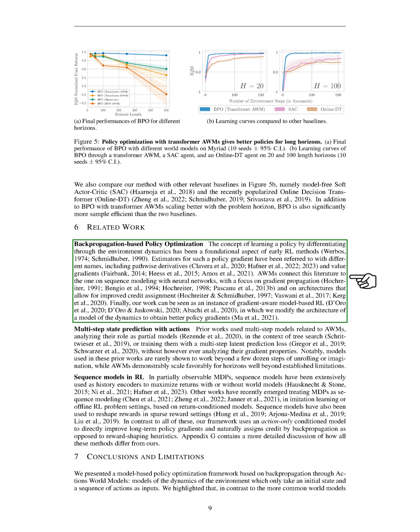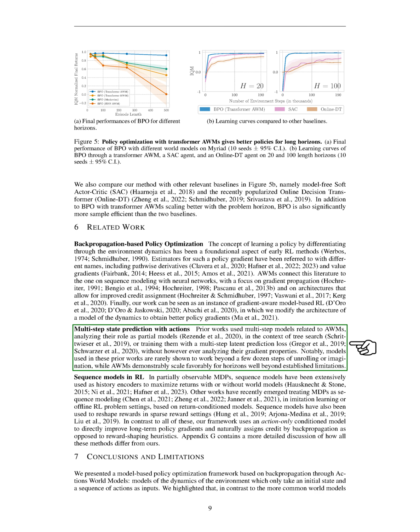In the related work section, we touch upon the foundational role of learning policies through differentiation of environment dynamics in early reinforcement learning methods. Various terms have been used to describe estimators for such policy gradients, including pathwise derivatives and value gradients. Our work connects this body of literature with that on sequence modeling using neural networks, emphasizing gradient propagation and architectures that enhance credit assignment. Essentially, our approach can be viewed as a form of gradient-aware model-based reinforcement learning, where we've modified the dynamics model architecture to achieve better policy gradients.